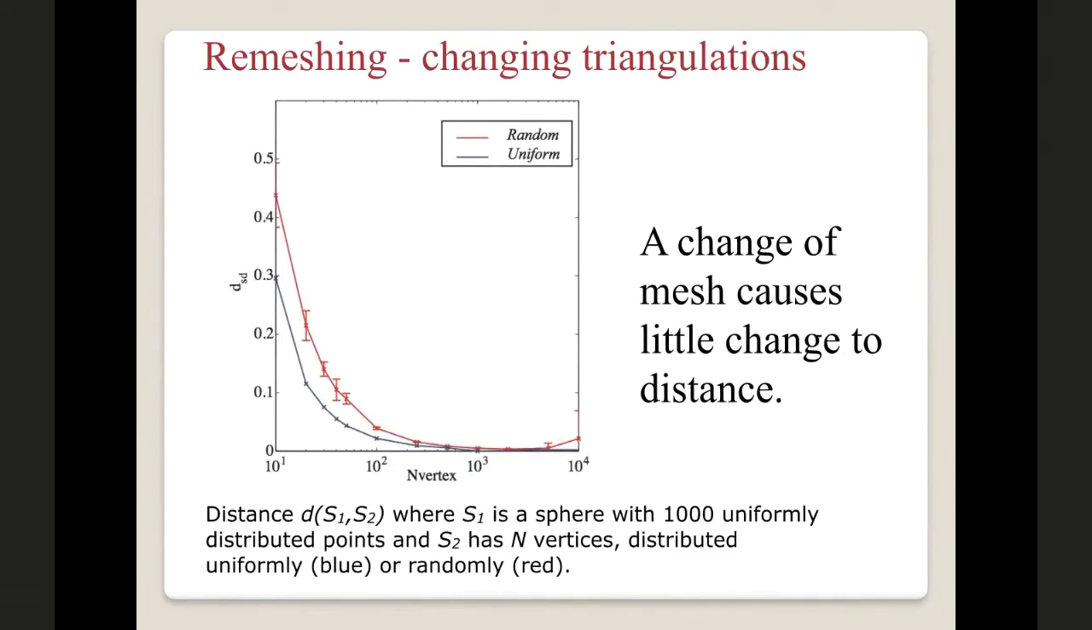And another nice feature of this description of shape distance is it's independent of the mesh that you use. When you retriangulate or subdivide a triangulation, you don't get significant changes in distance.